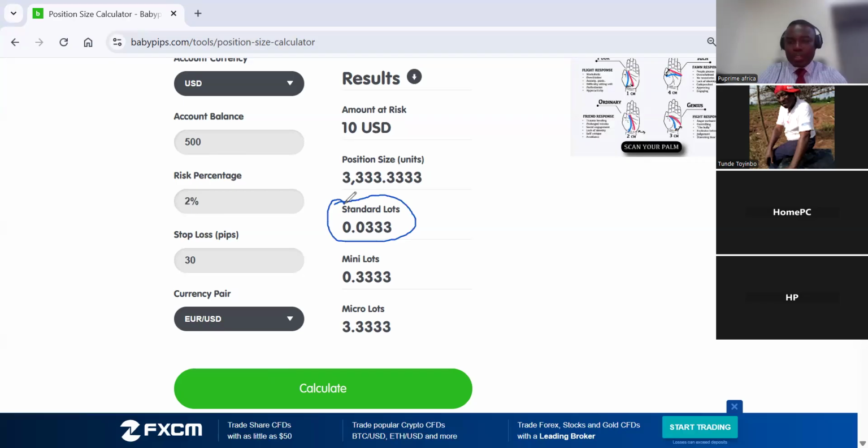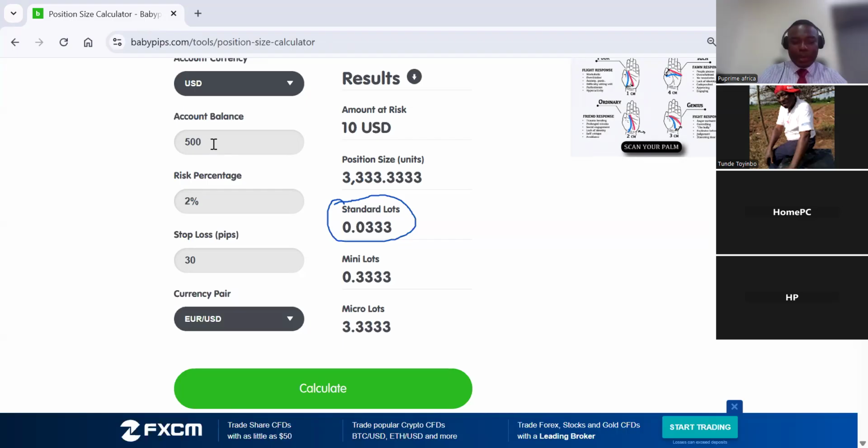You see, when it comes to lot sizes, it's better to maintain the same lot size for your account. Not that you use 0.03 today, tomorrow you use 0.5, next tomorrow you use 0.01. No, maintain a standard lot size recommended for that account. So if you have an account of $500, you should not exceed a 0.03 lot, no matter what is happening in the market. Just stick there with your 0.03 lot.